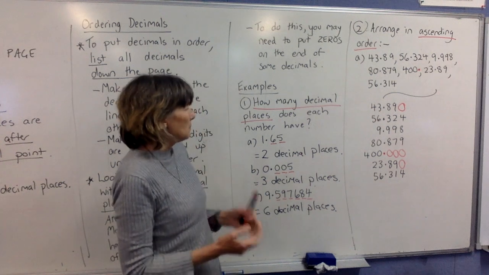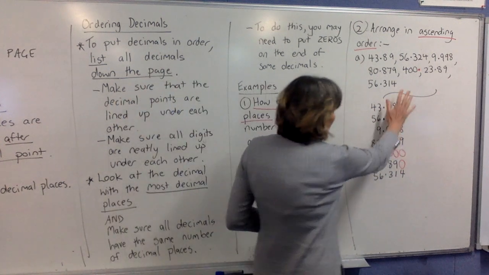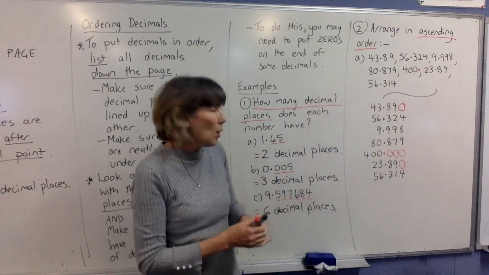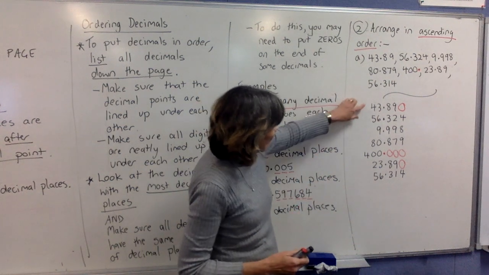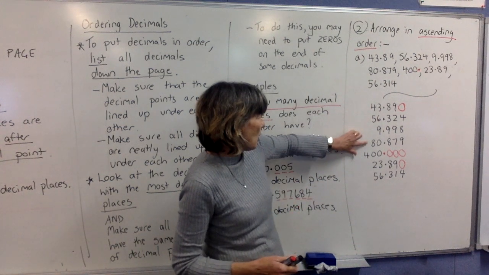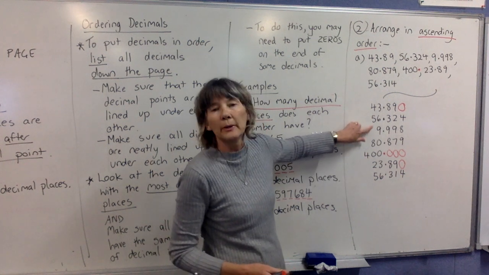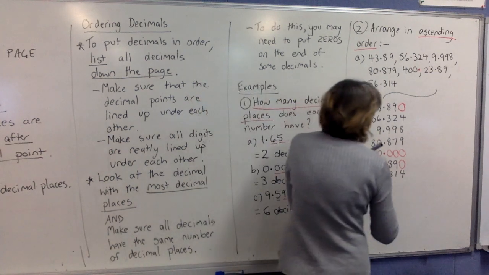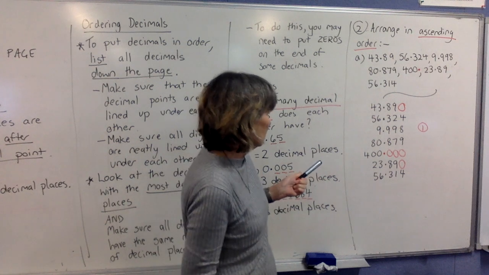All right, now we're doing it in ascending order. So we want to find the smallest decimal. So to start with, you are not looking after the decimal point at all. We're just going to look at the whole numbers before the decimal point. So we've got 43, 56, 9, 80, 400, 23 and 56. Pretty easy to see that 9 is our smallest. So I'm going to write number 1 next to that because that's the first one I'll be writing down.